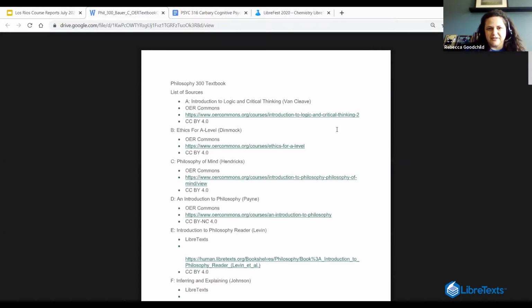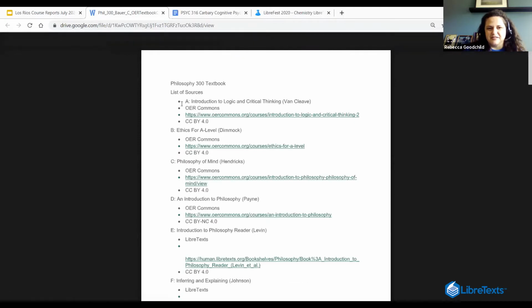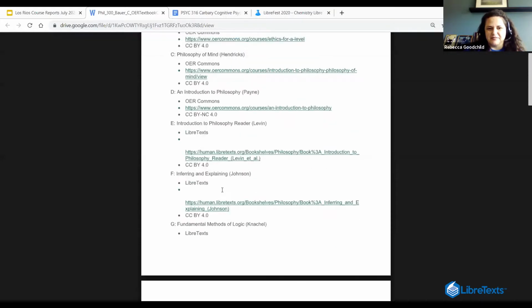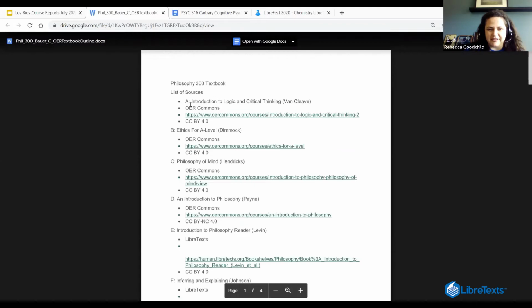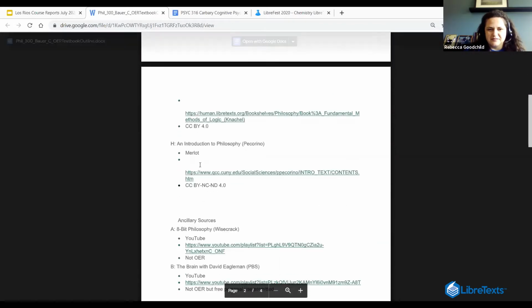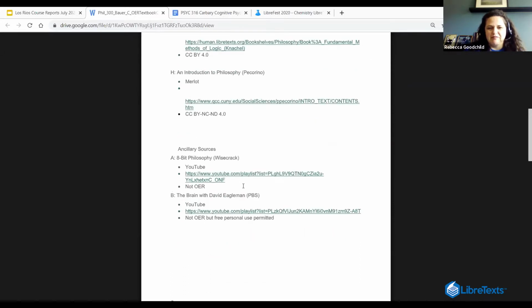So this was for Philosophy 300. Basically, this professor included a list of the OER sources right here. You can see some of them are LibreText, some of them are not, like here's an OER Commons one. And ancillary sources are things like YouTube, other free sources that are not OERs, but they're for students to use. They're good resources. They just can't be copied or remixed, but they can be linked out to.